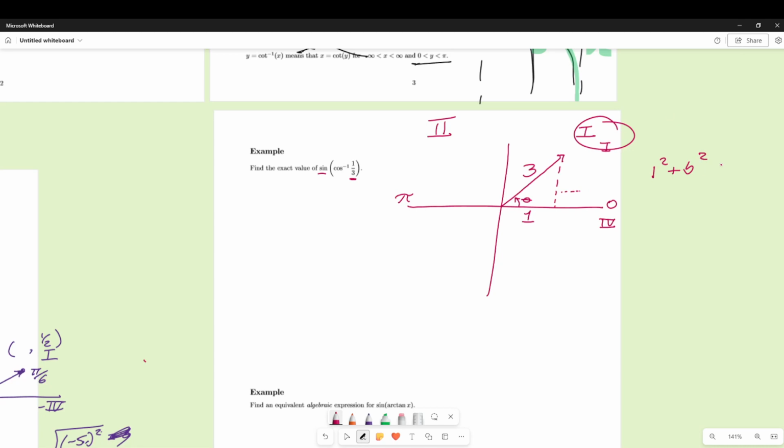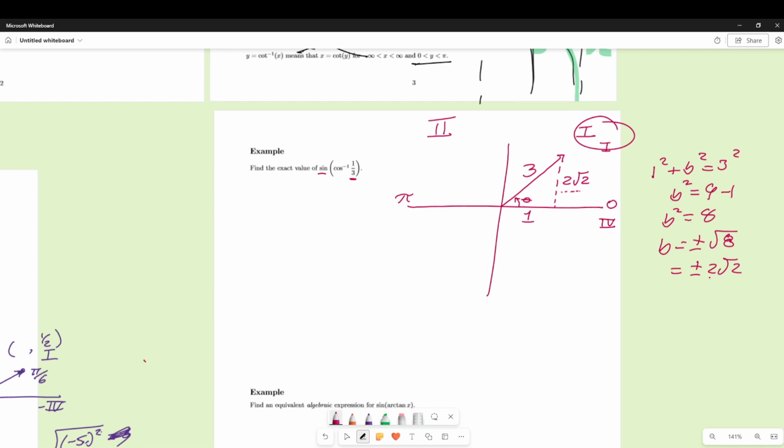1 squared plus b squared equals 3 squared, so b squared is 9 minus the 1, so b squared is equal to 8, so b is equal to plus or minus the square root of 8, which is plus or minus 2 square root of 2. Now, notice I'm still doing plus or minus here. How do we know whether it's a positive or a negative? Well, we know we're in quadrant 1, so we know that has to be positive. If we were down here in quadrant 4, we'd have to use the negative 2 square root of 2. So it is important to figure out what quadrant we're in.